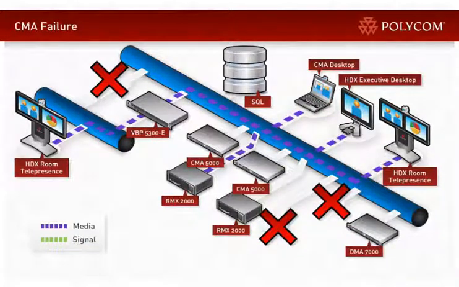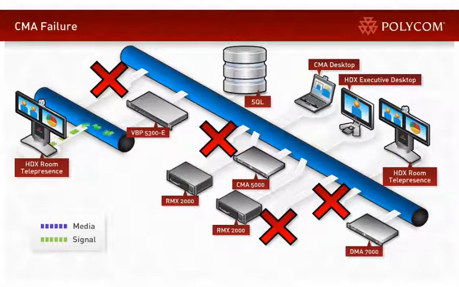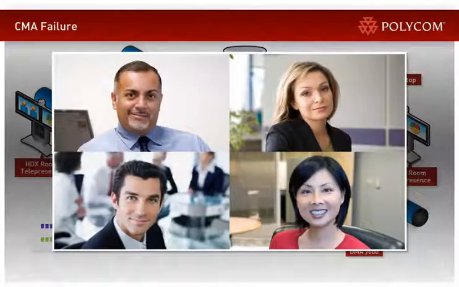Now let's see what happens when CMA management and scheduling goes offline. Here are two CMA servers running in a redundant configuration. Let's disconnect CMA number 1. Automatically, all services are passed over to the secondary server. Once all services restart, users again can simply redial to engage in a point-to-point or multi-point conference.